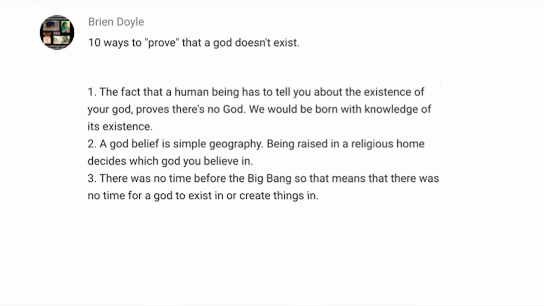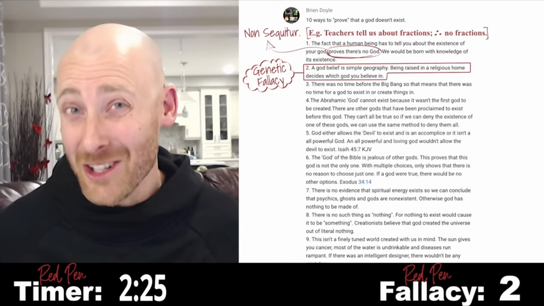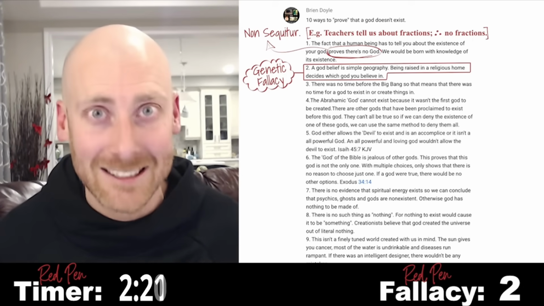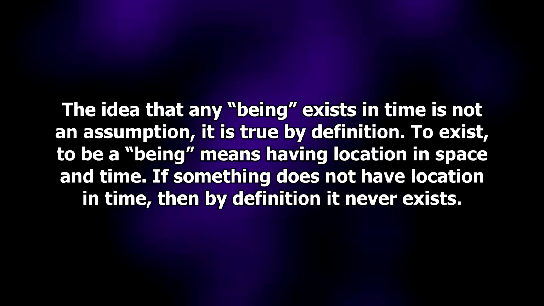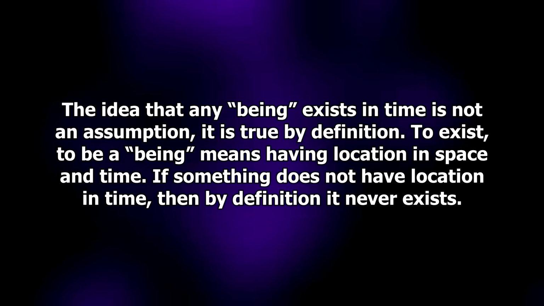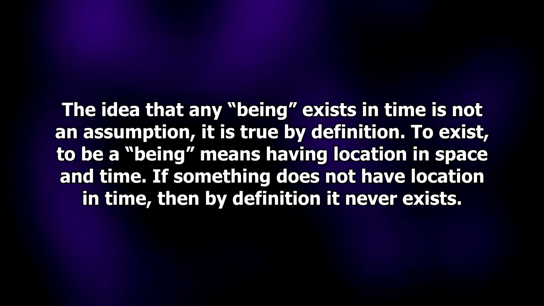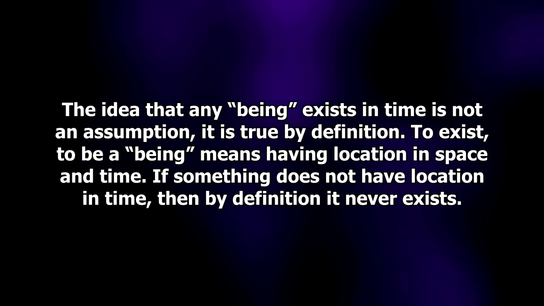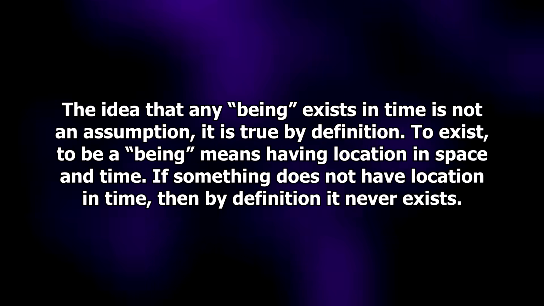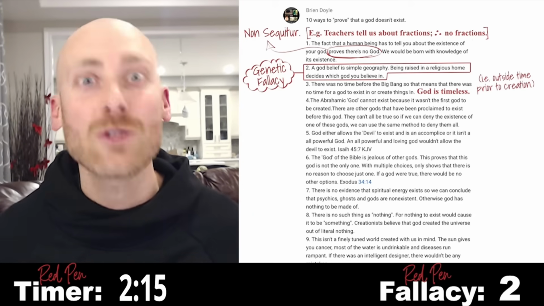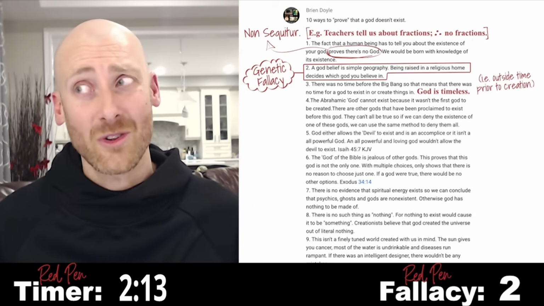Proof number 3. There was no time before the Big Bang, so that means that there was no time for a God to exist in or create things in. This challenge mistakenly assumes that God is necessarily a temporal being, that he must exist and act in time. The idea that any being exists in time is not an assumption, it is true by definition. To exist, to be a being, means to have location in space and time. If something does not have location in time, then by definition it never exists. But Christians have traditionally held that God is a timeless being, outside of time prior to creation. So there's no proof here.